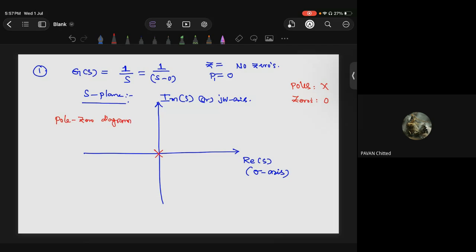Given the transfer function, find its poles and zeros and plot them on the S plane. This is called the pole zero diagram. Is this clear? Any doubts?